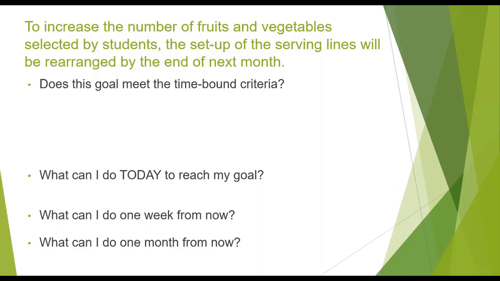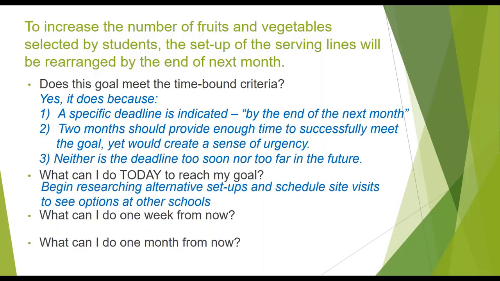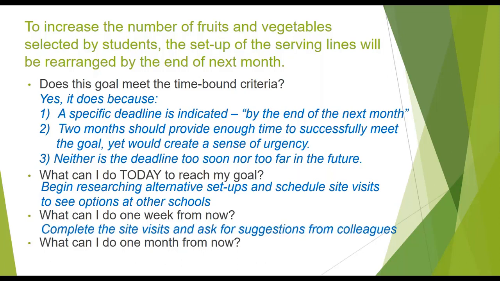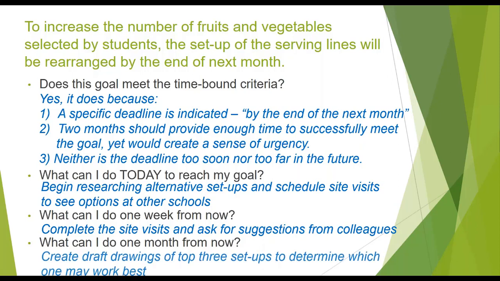We're going to ask ourselves, what can I do today? We're going to begin by researching alternative setups and schedule site visits to see options at other schools. We're going to complete the site visits and ask for suggestions from colleagues a week from now. And then in a month, we can create draft drawings of the top 3 setups to determine which one may work best. So yes, as you can see, it does meet the time-bound criteria because we have a specific deadline that's indicated, which was by the end of the month. Also, we know that 2 months should provide enough time to successfully meet the goal, yet would create that sense of urgency. So neither is this deadline too soon, nor is it too far in the future.